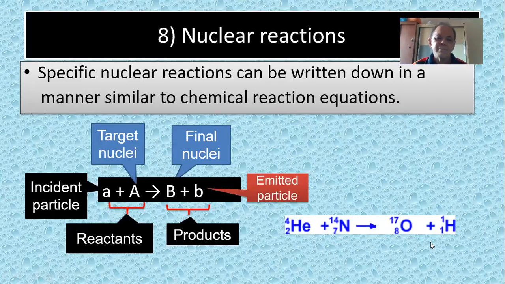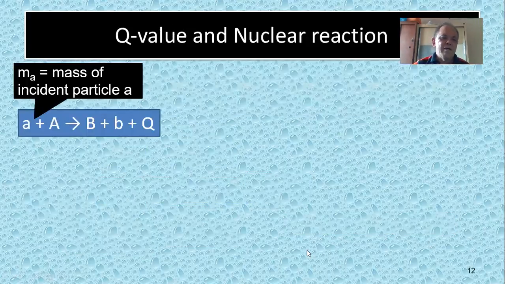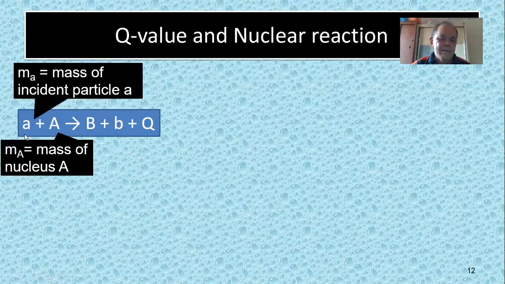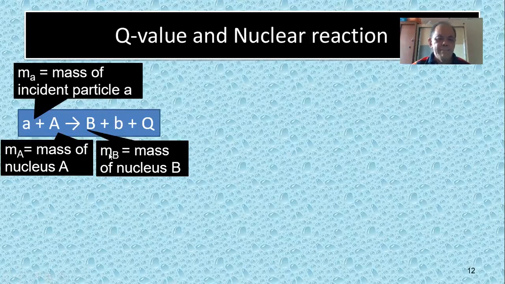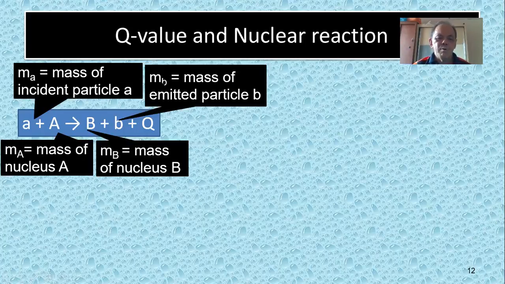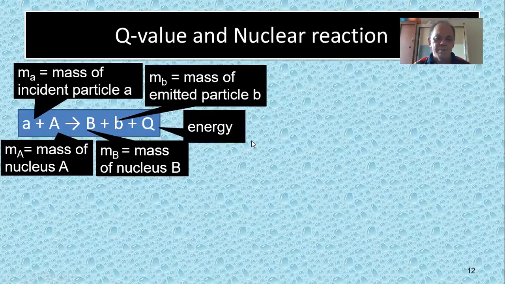Right? So we have small m subscript a, mass of incident particle a, and capital M subscript A, mass of nucleus A, capital M subscript B is mass of nucleus B, small m subscript b, mass of emitted particle b, and then E is energy, either released or absorbed.